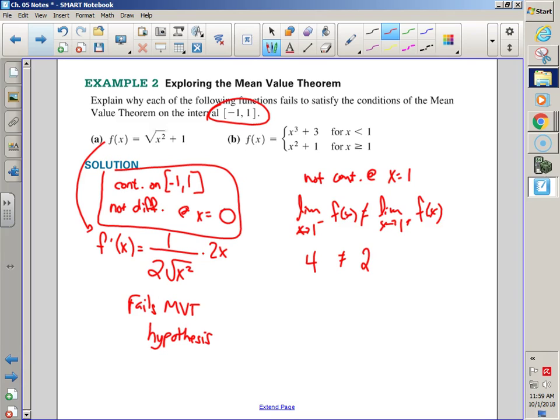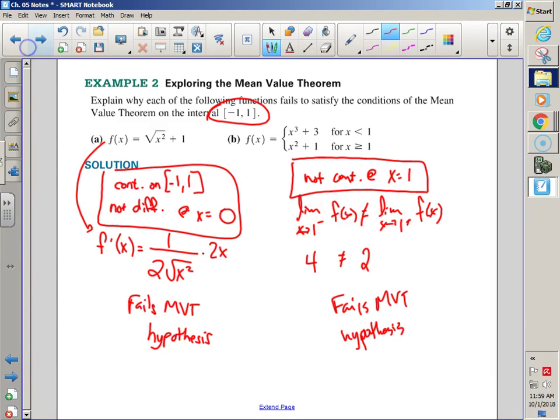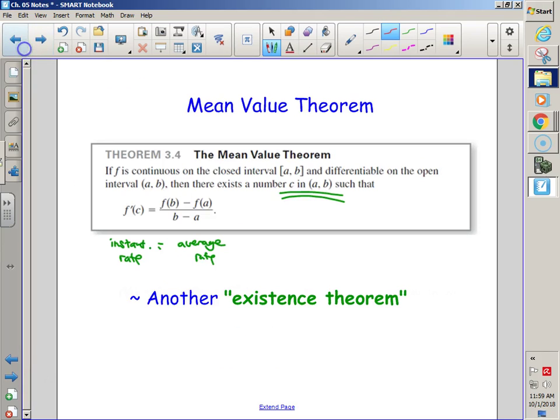But double check your theorem. Continuous on the closed interval, differentiable on the open interval. So MVT does fail once again. But if it was not differentiable at 1, would that be a problem? If it was continuous, no, it'd be fine. I don't care about the differentiability at the endpoints. I only care about the differentiability, the smooth turns, going on inside. Differentiability is on the inside. Continuity is on the endpoints.